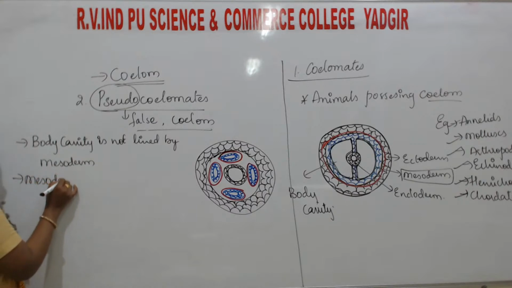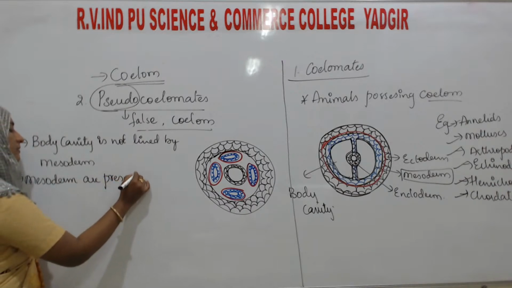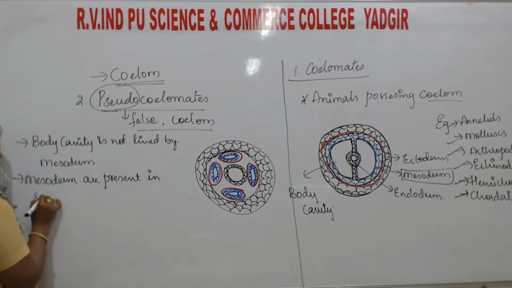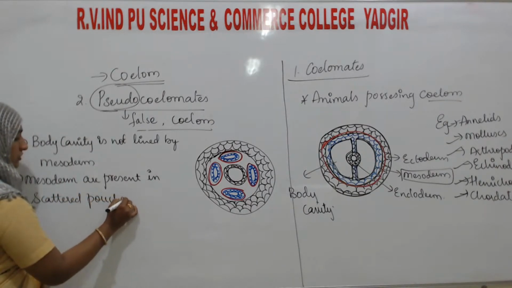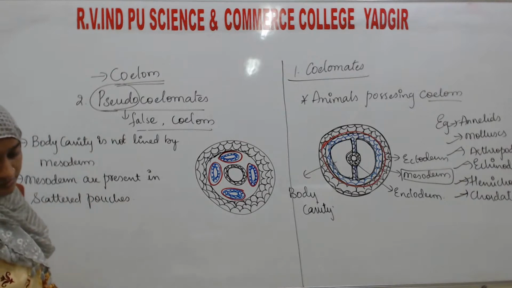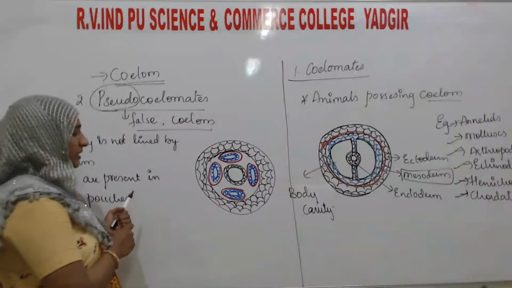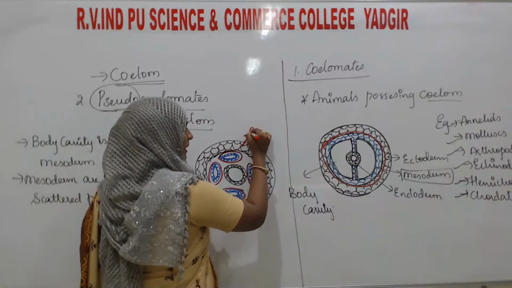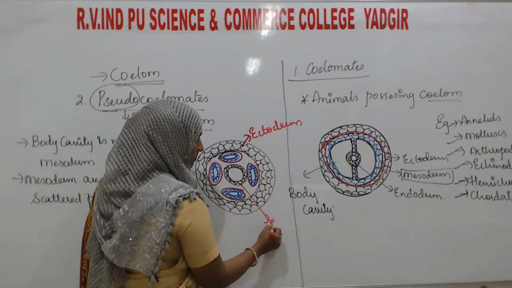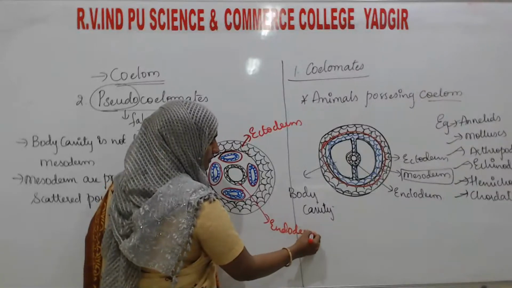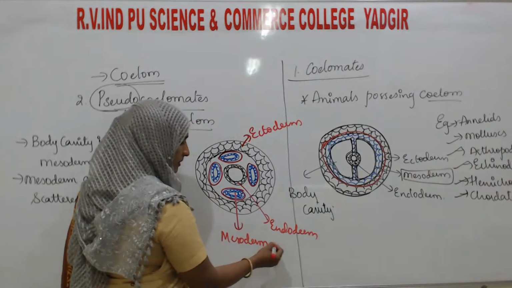Mesoderm is present in scattered pouches. These pouches you can see are present in between the ectoderm and the endoderm. And these are the pouches of what? Mesoderm.